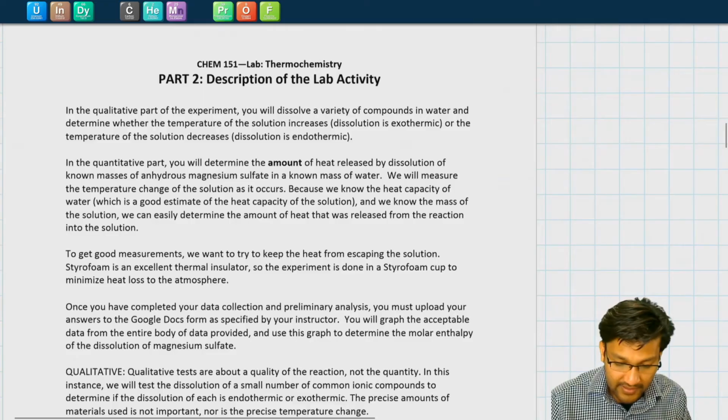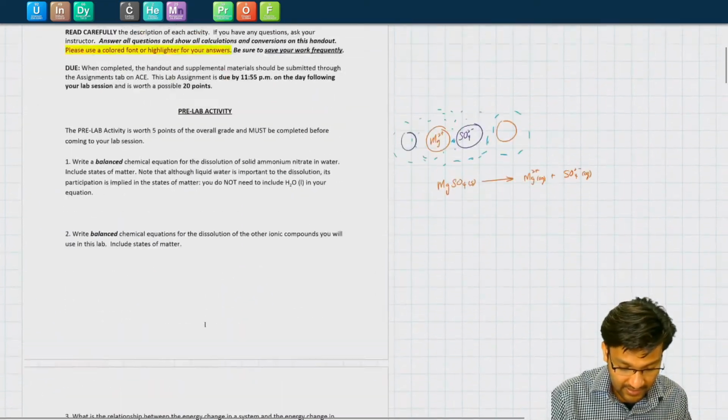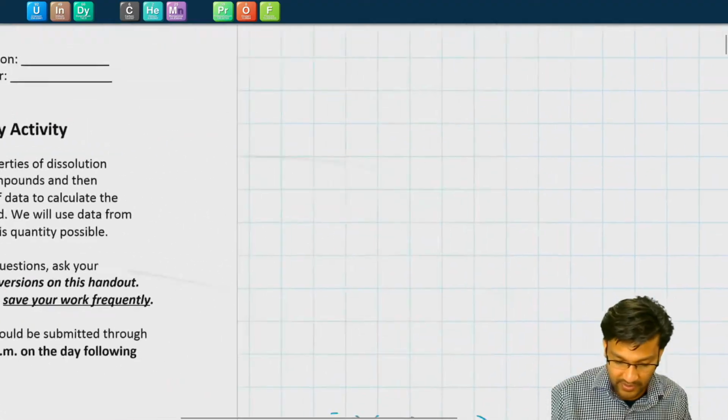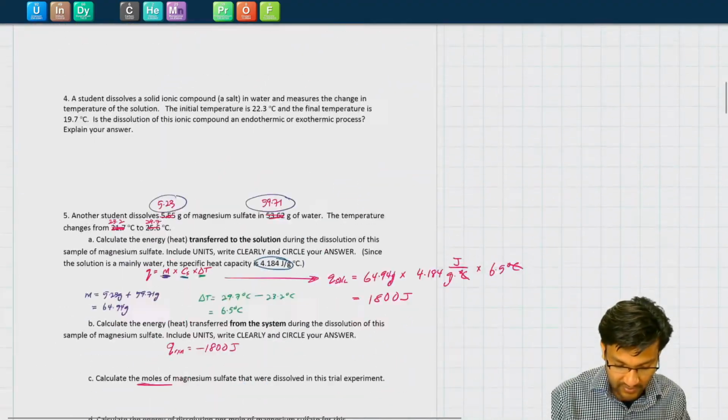This lab we're looking at, as the lab says, is thermochemistry. What we're going to do is a few different thermochemical experiments.